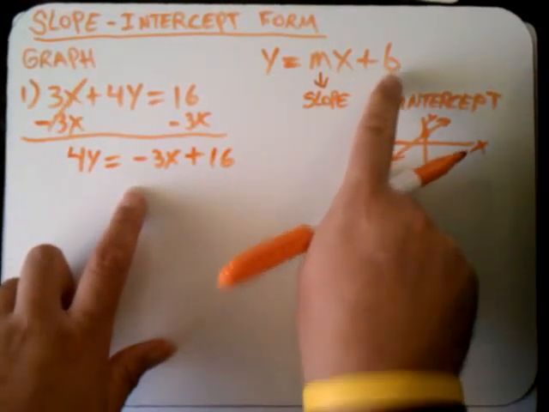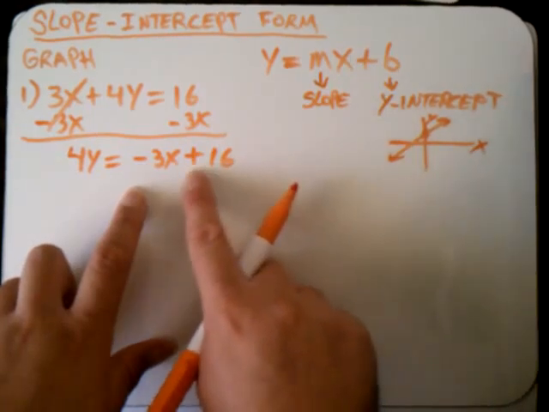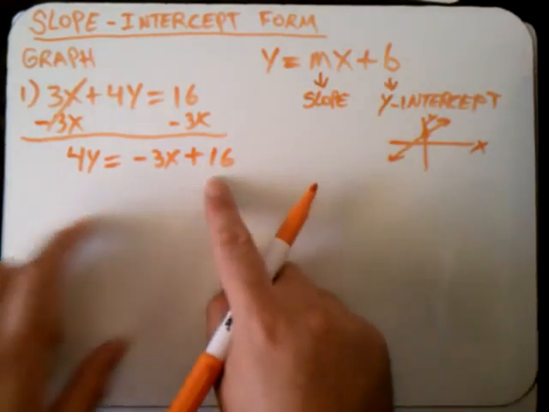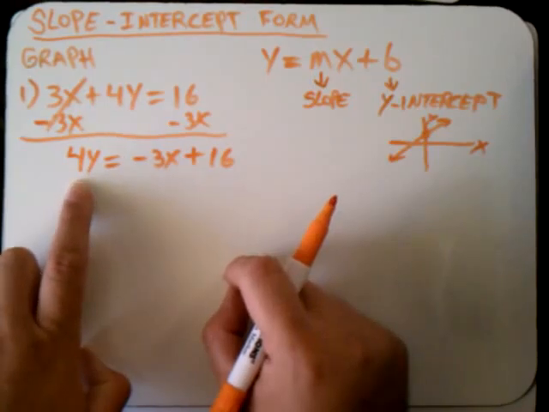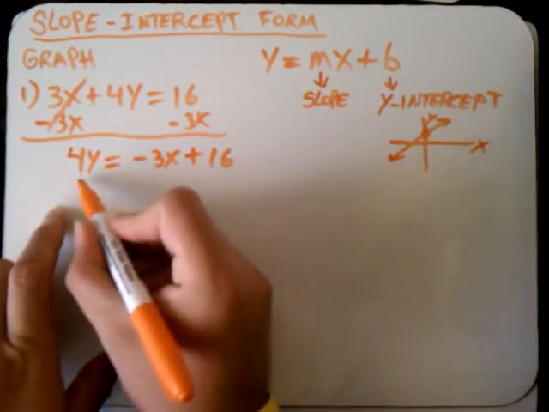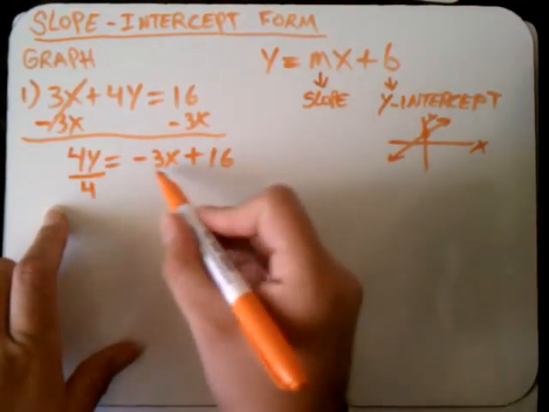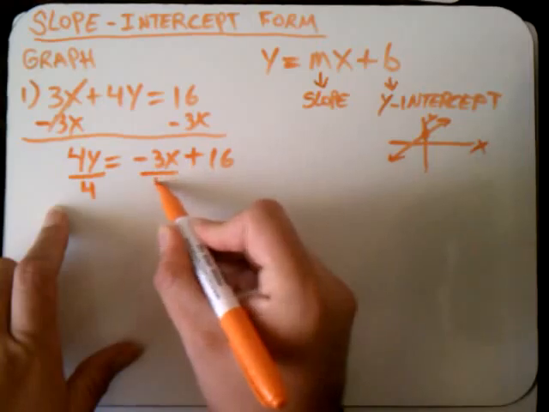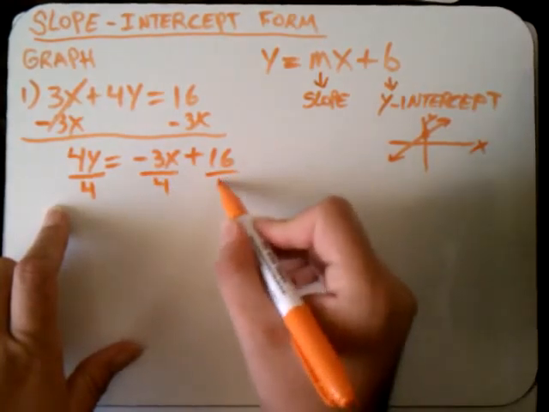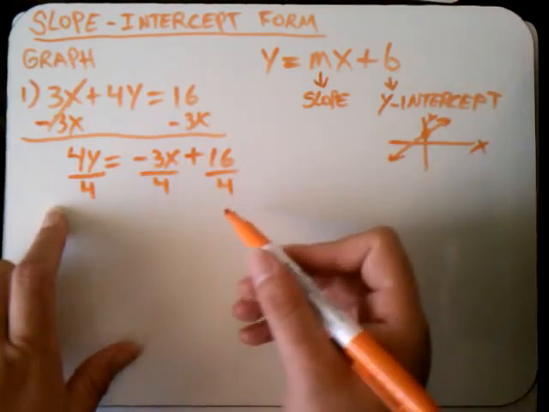Remember that the b is just going to be a number, okay? It can be positive, or also it can be negative, okay? Notice that the y still has a 4. This is a multiplication, so we do the opposite of multiplication, which is division. Put the 4 under, put the 4 under, and put the 4 under. Do this for every term that you have so you don't get confused.